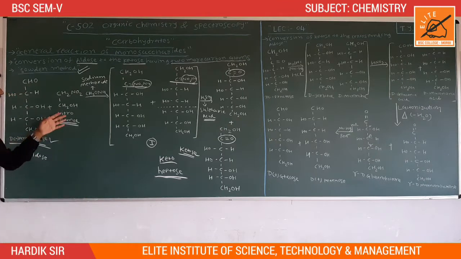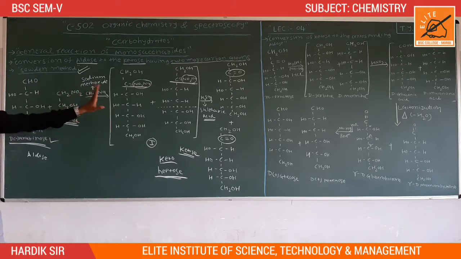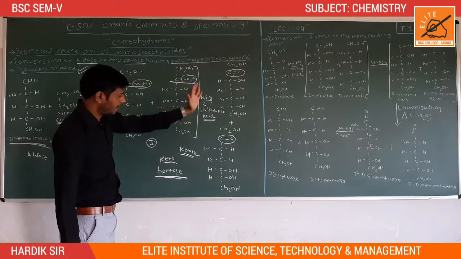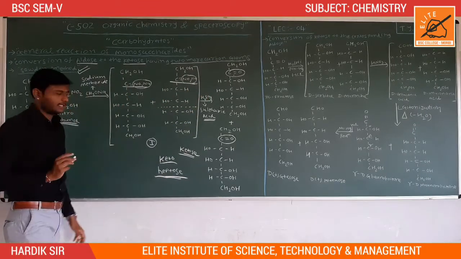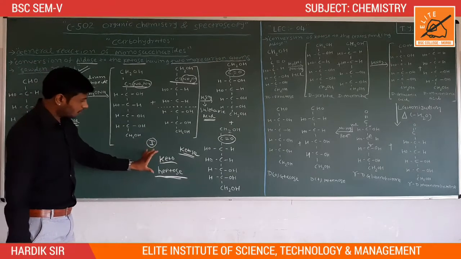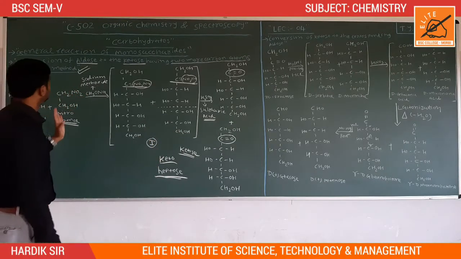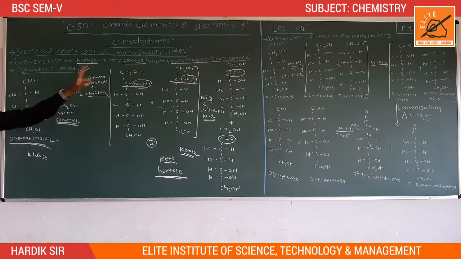So let us see the summary. D-arabinose reacted with the nitroethanol in the presence of sodium methoxide and produces a first intermediate product. This product is reacted with the sulfuric acid and produces a ketoheptose, the product with two more carbon atoms than the aldose. So that is the conversion of aldose to the ketose having two more carbon atoms, and it is also called the Sowden method.